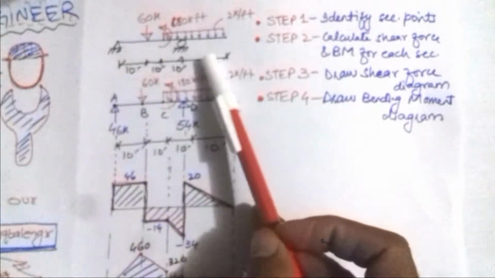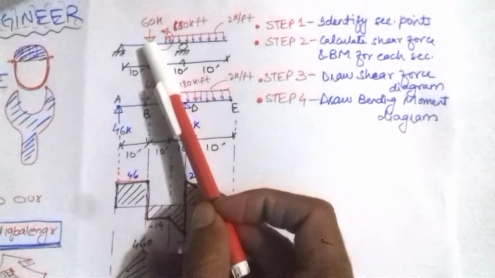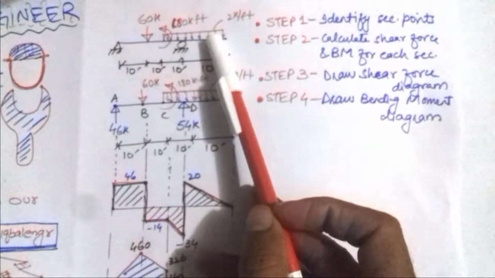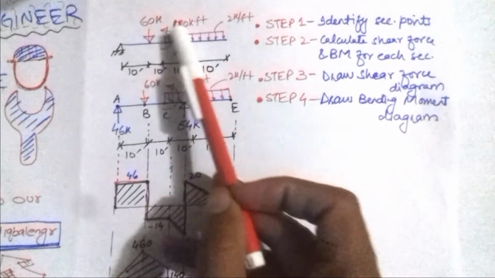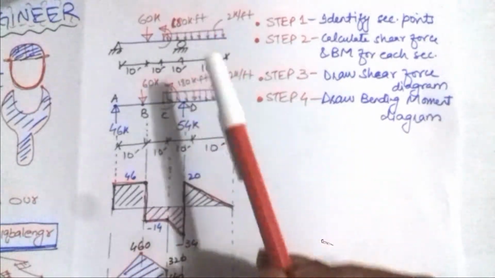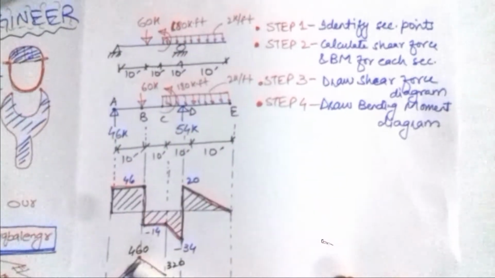So here we have this beam with a total span of 40 feet, and it has one vertical force here, one uniformly distributed load, UDL, here of 2 kip per foot, along with a moment of 180 kip-foot. So now about the steps which we will be going through.